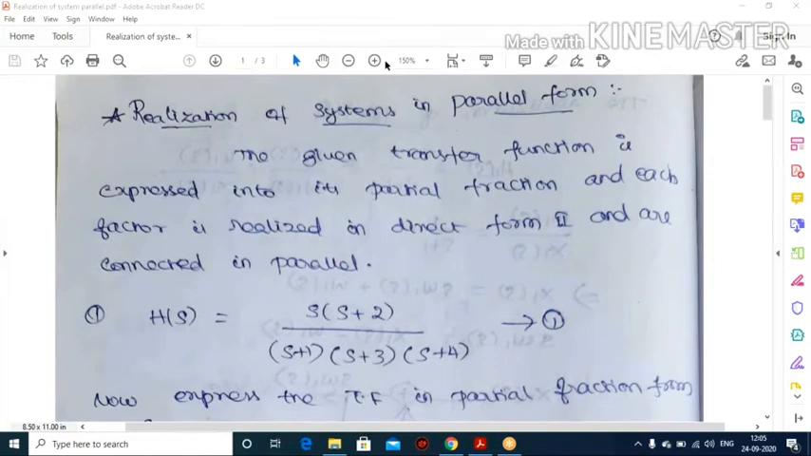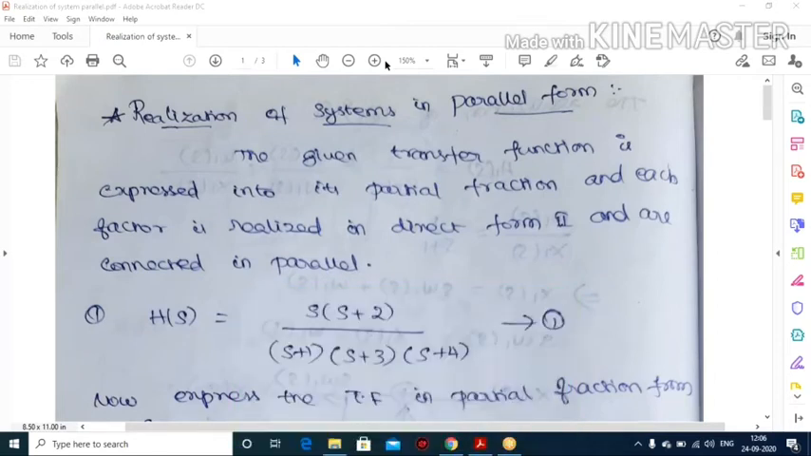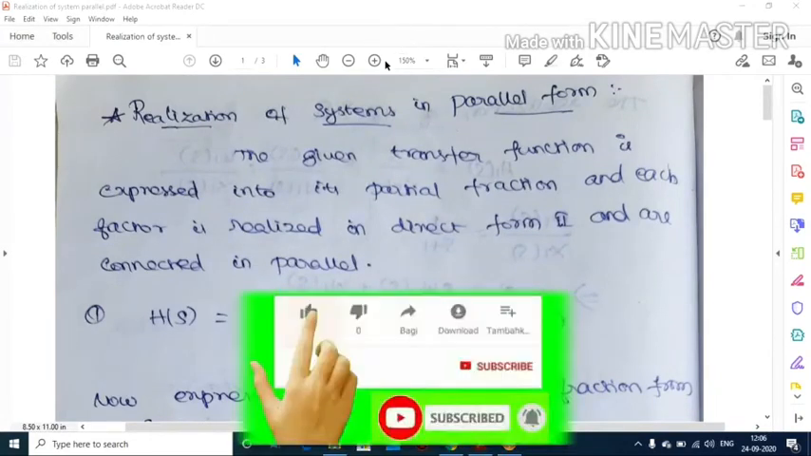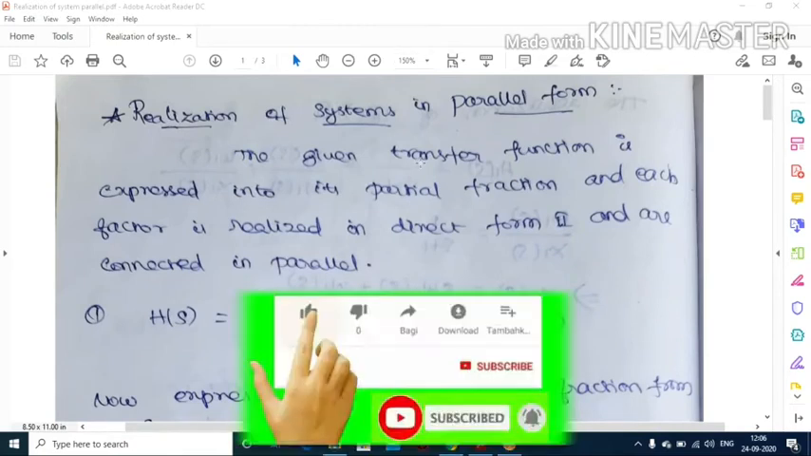Today, in this lecture, we will learn about realization of systems in parallel form. In the last lecture, we discussed realization of continuous time systems by using direct form 1, direct form 2, and cascade. So now, let us see how to realize your system in parallel form.